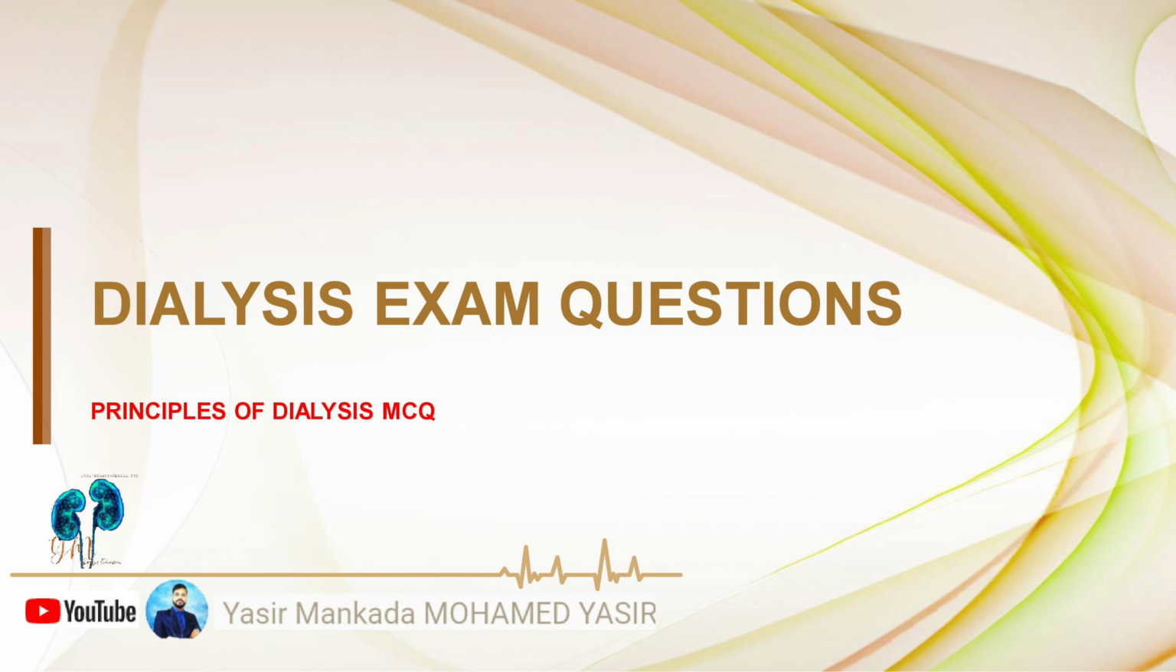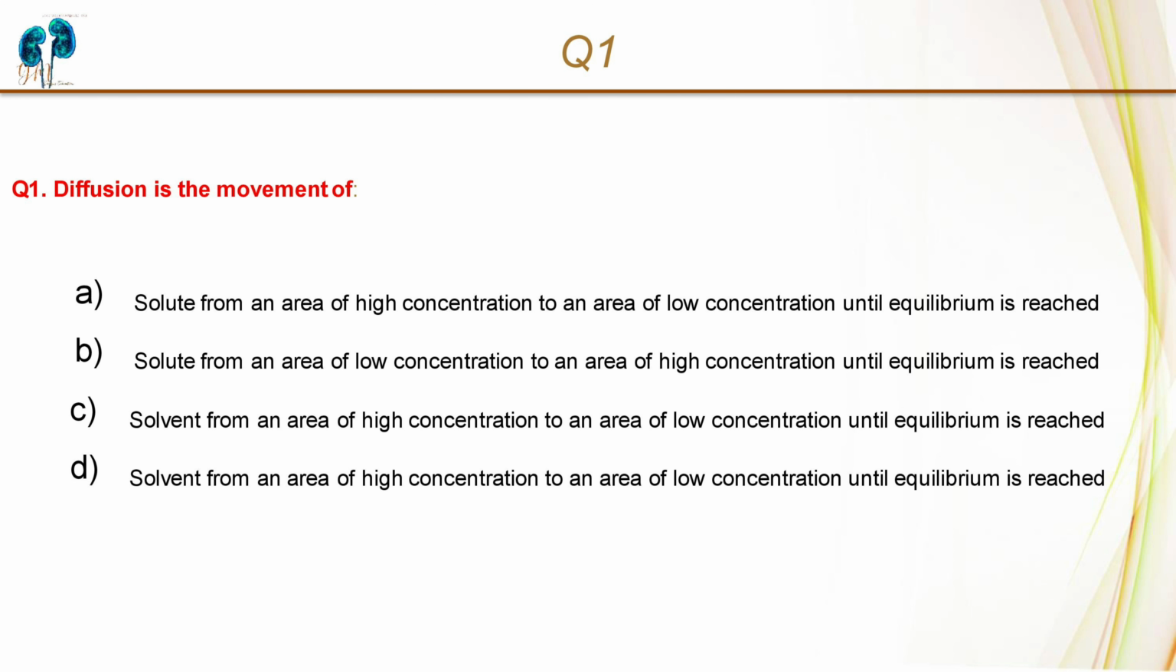Hi everyone. Today we are going to discuss a few exam questions related to principles of dialysis. So the first question is, diffusion is the movement of option A, solute from an area of higher concentration to an area of lower concentration until equilibrium is reached.